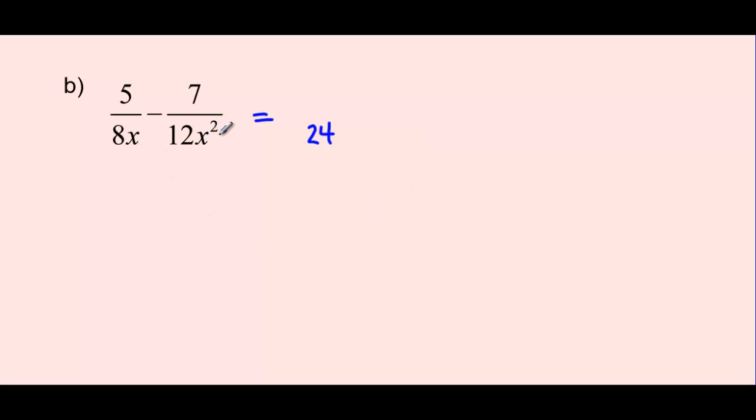X and x squared are now the two variables we have to consider. The nice rule of thumb here is always pick the version that has the highest exponent on it. So if you have an x and an x squared, your common denominator will be x squared. It doesn't need to be x cubed. X squared is sufficient enough. It's the lowest common multiple. But always pick what the highest exponent is.